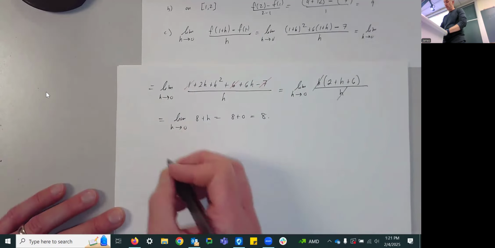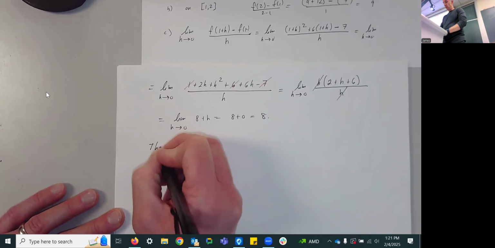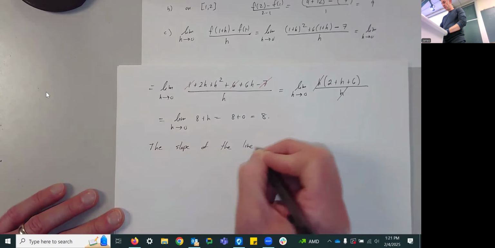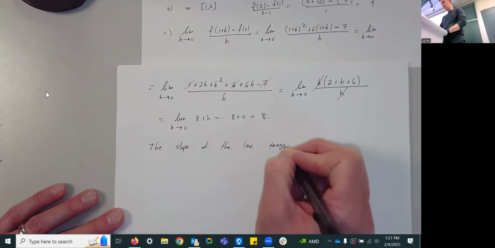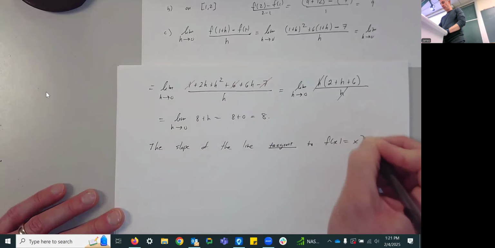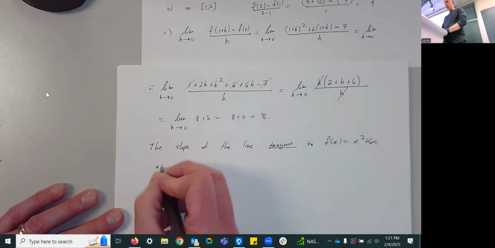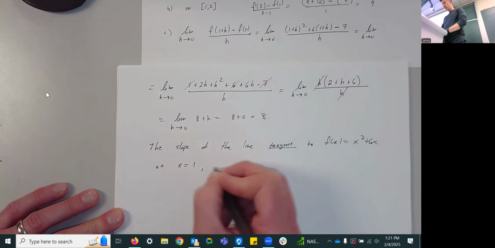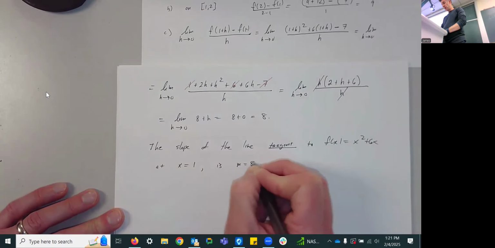Let me write that down. The slope of the line tangent to f of x equal to x squared plus 6x at the place where x is equal to 1 is 8.